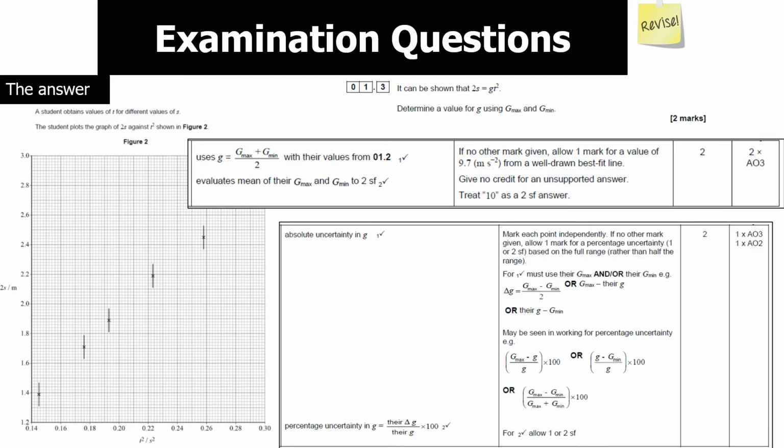Now your percentage uncertainty is your absolute uncertainty in G. Your absolute uncertainty in G is going to be the range divided by 2, which is the G max minus the G min, divided by 2. That then gives you your absolute uncertainty. So it's going to be the change divided by the value, times 100, to get your percentage uncertainty out, because percentage uncertainty is always the absolute divided by the average value times 100.